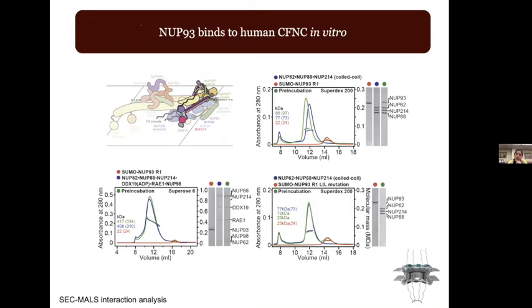So we tested their interaction in vitro. We found that indeed 93 could interact with the human CFNC. It can interact with this coiled coil and also with this four-complex. This is a complete six to eight protein complex.